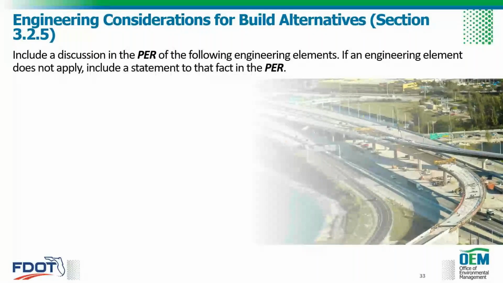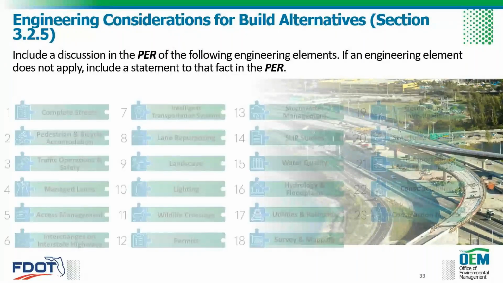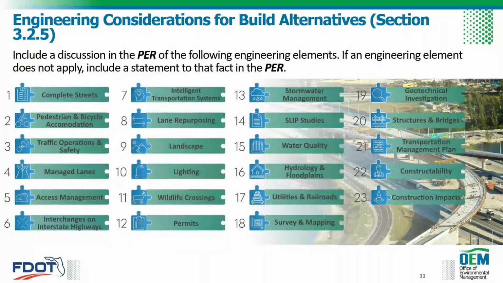So each of these 23 engineering elements should be discussed in the PER if they apply to your project. If an element does not apply, just include a statement to that fact in the PER, but treat this as another checklist. We like checklists here, if you can't tell.